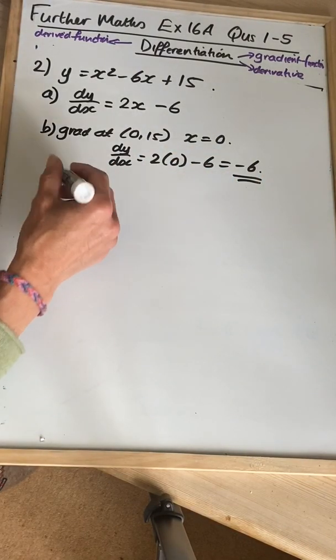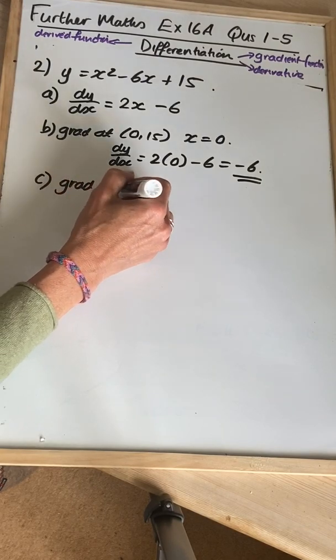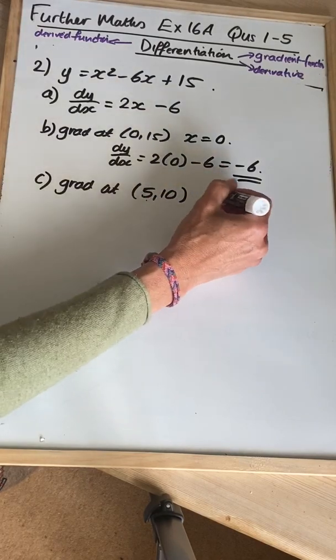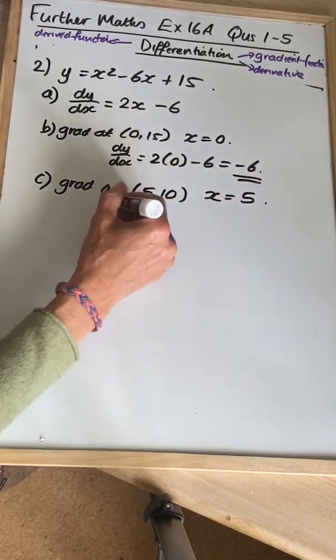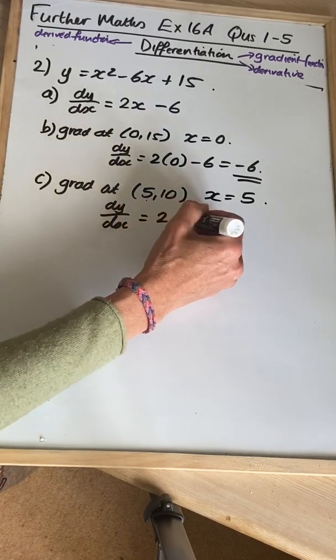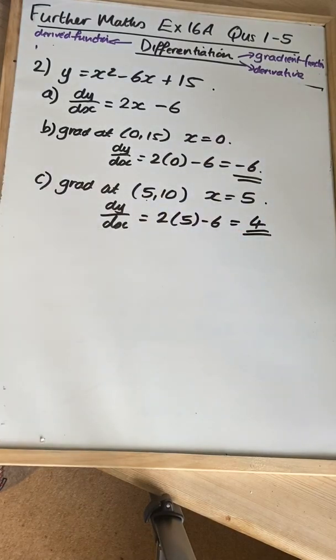Gradient at 5. Again, you're just interested in the x-coordinate, so substitute that in, x equals 5. So your gradient function is going to give you 2 times 5 minus 6, which is 4. So those are your two gradients at those 2 points.